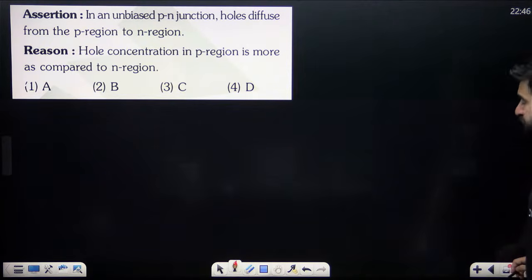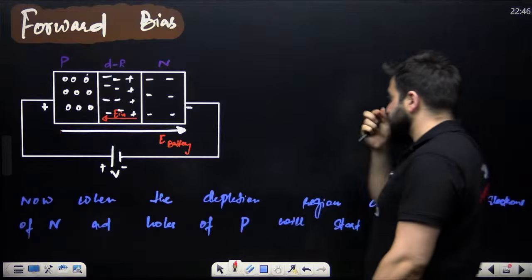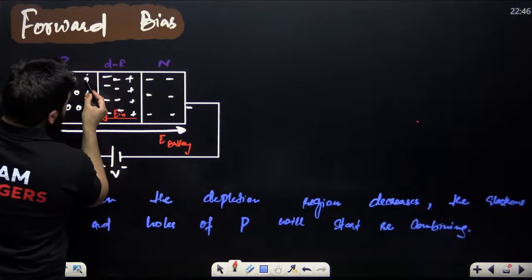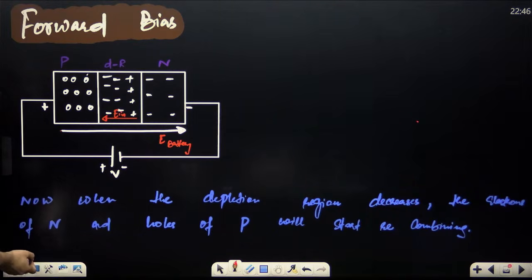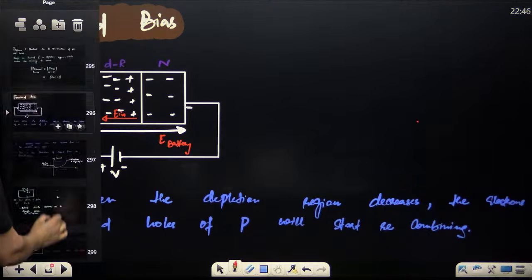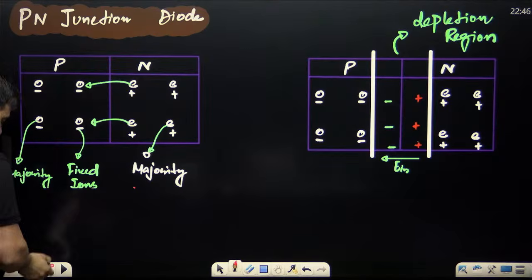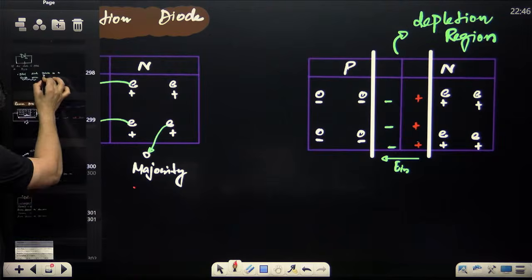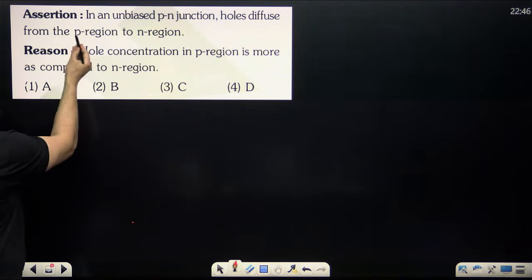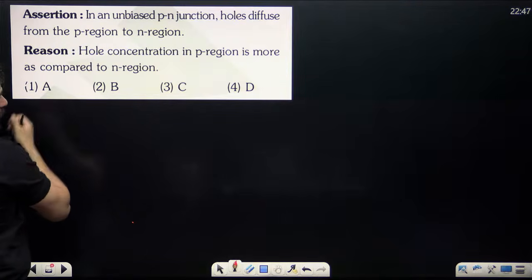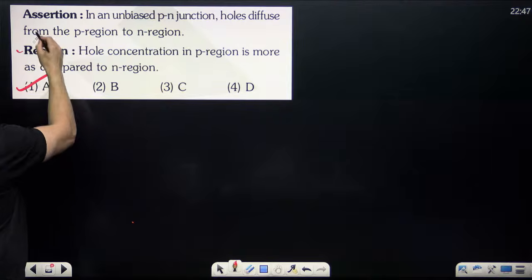In an unbiased PN junction diode, holes diffuse from P to N, electrons diffuse from N to P. In an unbiased PN junction diode, holes diffuse from P region to N region, correct? Because hole concentration in the P region is more as compared to the N region.